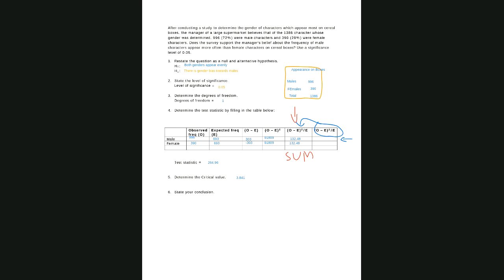Okay. Now, what I do is I compare my test statistic to my critical value. They compare very well. My test statistic is massive compared to my critical value. So do you think that means that there's gender bias here? Okay, so that means we've got a conclusion of there is gender bias.